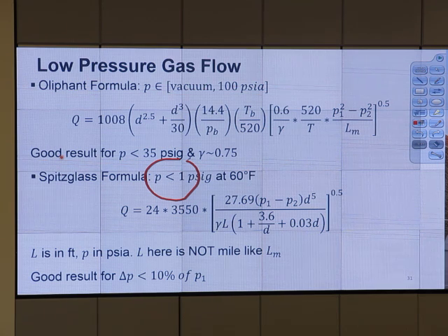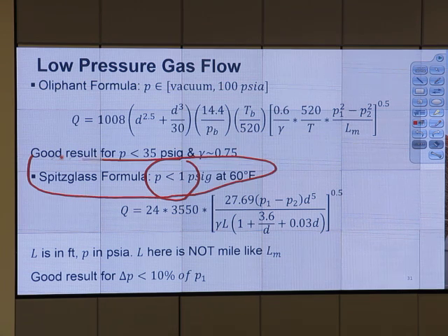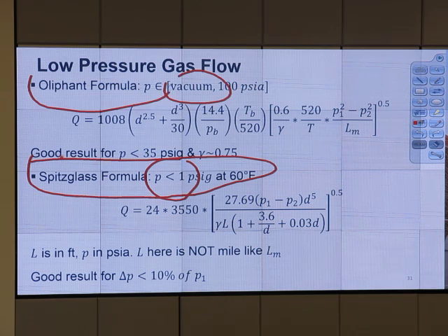Okay. So for this particular quiz, when I say which gas flow formula is good for pressure that is about 1 psi, you say Spitzglass. Which formula is for vacuum, you say Eleph formula. Good. So whoever gets less than 10, it's not my fault anymore, okay?